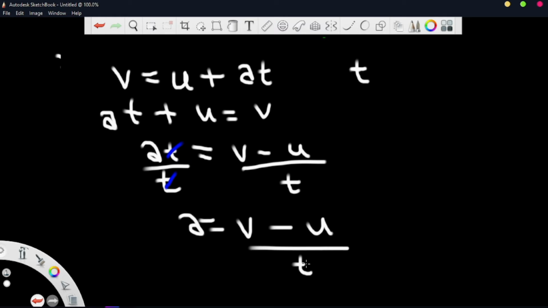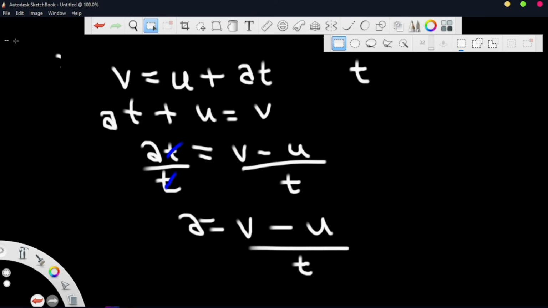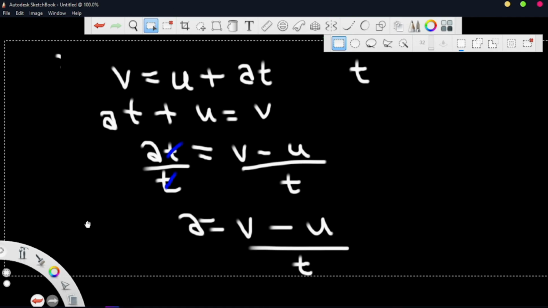And if you take physics, you know that your acceleration is equal to final velocity minus initial velocity over time. Yeah, that's some physics right there.